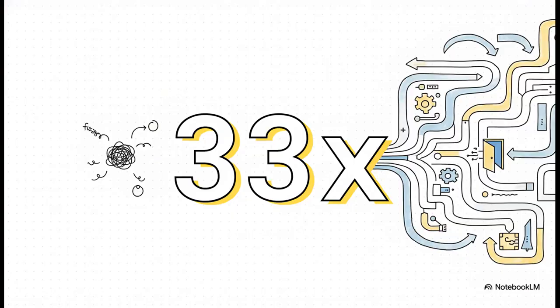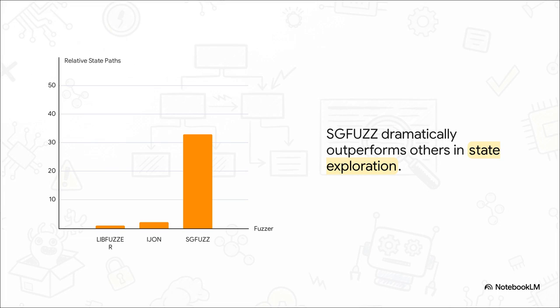First up, this huge number. Compared to a standard fuzzer, SGFuzz explored 33 times more unique state sequences. It wasn't just poking around the entrance, it was exploring deep, deep inside the software's logic. And it wasn't just better than the baseline. As you can see here, it totally blew other state-of-the-art tools out of the water. It explored way more state paths than its competitors, putting it on a completely different level.